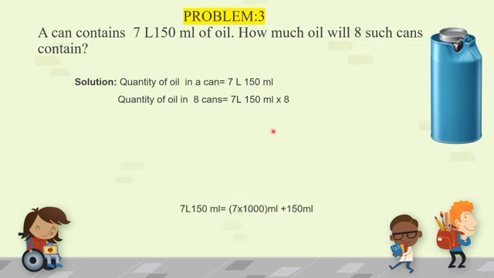And so we will first convert 7 liter 150 milliliter. 2 units are there. Let's convert this into milliliter, into the smaller unit. Then only we will be able to multiply properly. So what are we going to do?